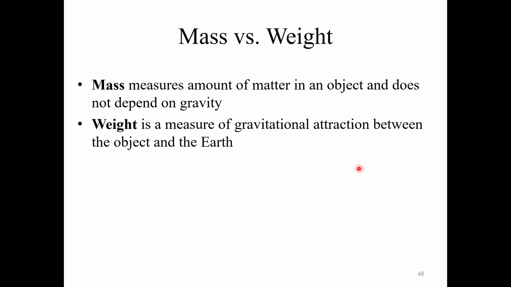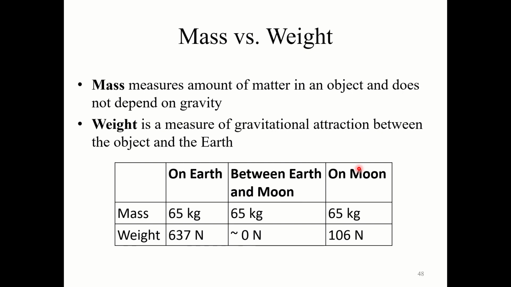Now let's briefly talk about the difference between mass and weight. They are slightly different from one another. Mass measures the amount of matter in an object. It does not depend on gravity, whereas weight is a measure of gravitational attraction between the object and, for our situation, the Earth. So weight essentially is a force. It depends upon the mass, but it also depends upon the gravitational attraction or the acceleration.